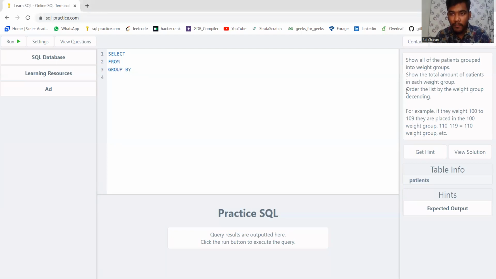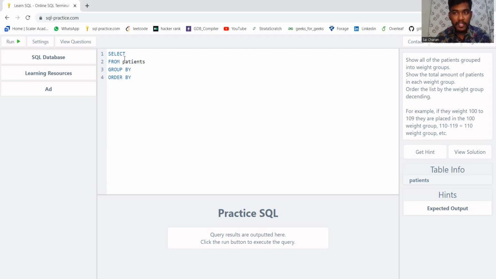Now see this line. Order the list by weight group descending. So they are saying that we should order it, whether ascending or descending, so we need to use the order by clause. So these are all the clauses required for us. Now from which table are we extracting? That is patients.